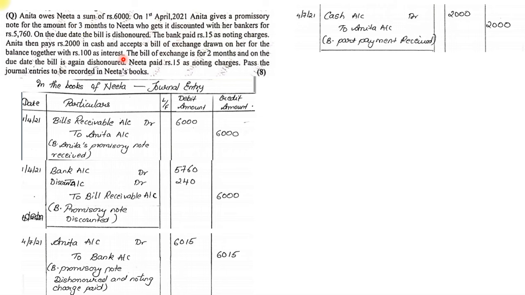Okay, next, she accepts a new bill of exchange drawn on her for the balance. Now, balance is how much? 6,015 was that amount. 2,000 has been paid. So 4,015 is pending because this 15 also had to be recovered from her. So 4,015 is the balance along with interest of 100.